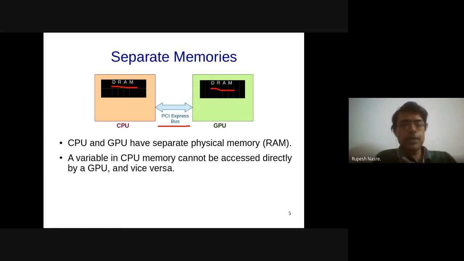What would that something be? In general, you have to copy the data from one memory to another. And how will you copy it? Via the PCI Express bus. That is the interconnect between the two.